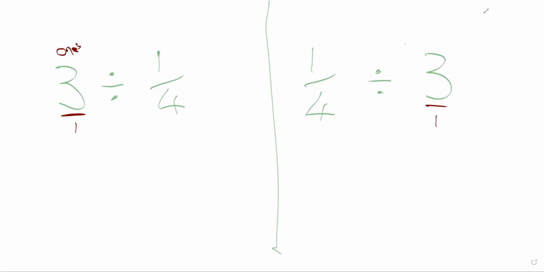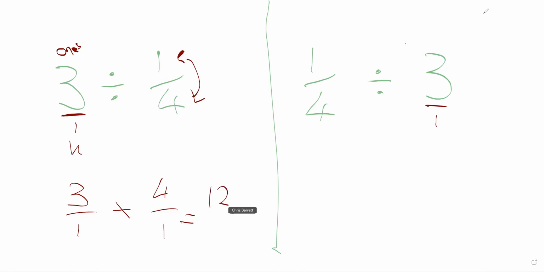So 3 whole ones. So if I think about KIF, I'm going to keep my 3 whole ones and I'm going to now multiply it by, and I'm going to flip around, 4/1. 3 multiplied by 4 is 12. 1 multiplied by 1 is 1 whole one. So I've got an answer of 12 whole ones.